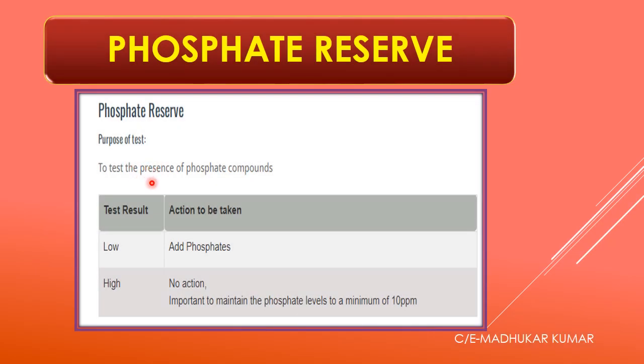In this pictorial representation, we are doing the test of the phosphate to find out the phosphate reserve. If it is low, then we have to add phosphate as required, and if it is high, no action is required. It is important to maintain the phosphate level at approximately 10 ppm so that scale deposition will be minimized.